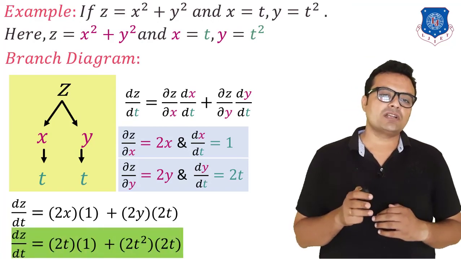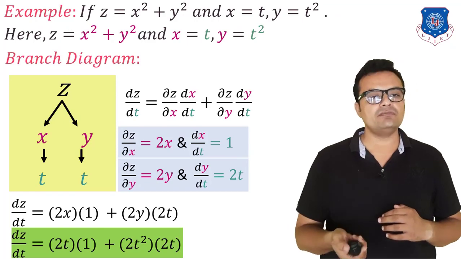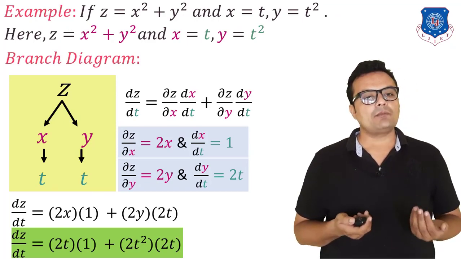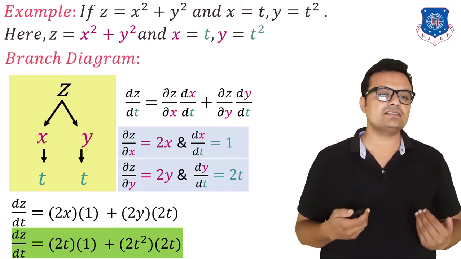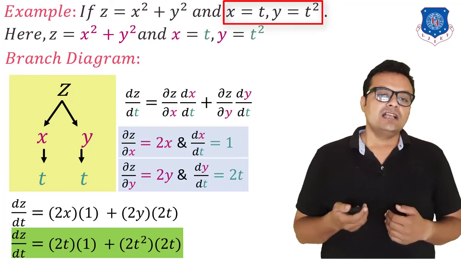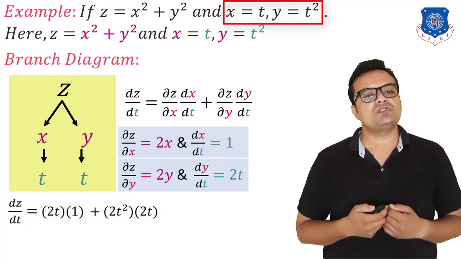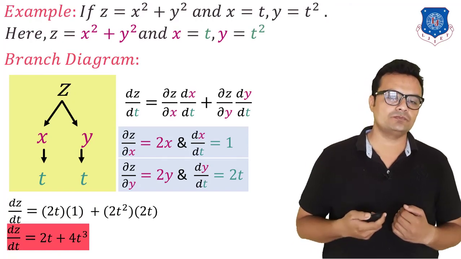But always remember, we should write our final answer in terms of free variables. So I am converting all values of x and y in terms of t. So x is replaced by t, y is replaced by t square. Simplifying this will give me the final answer of dz by dt as 2t plus 4t cube.